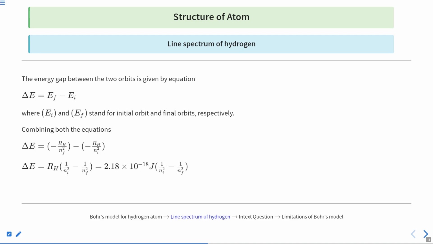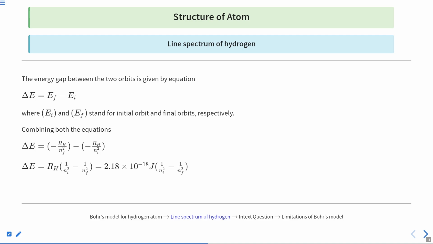Clear? So the formula goes this way: 2.18 into 10 to the power minus 18, into 1 by n_initial square, where n_initial is the initial orbit from which the transition started, minus 1 by n_final square, where n_final is the state where the electron has gone. As I have told you, you can convert it into electron volt.